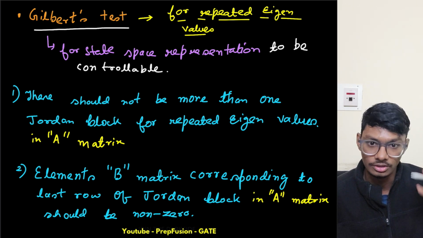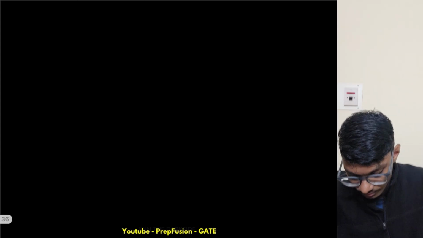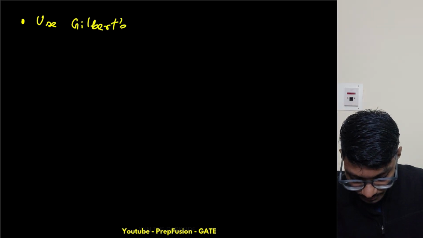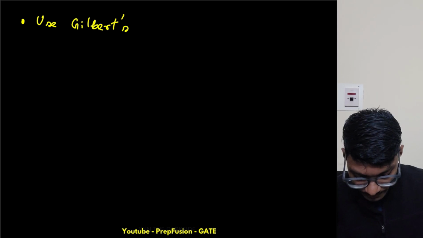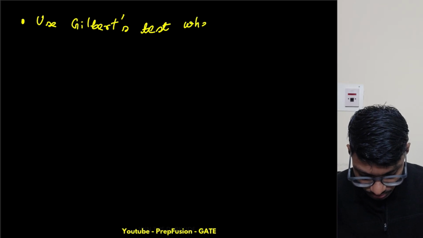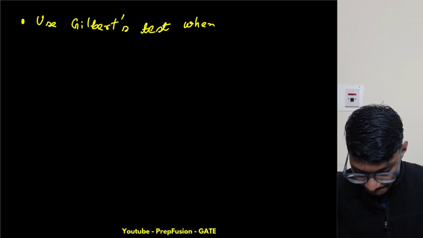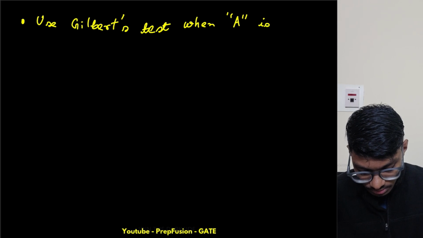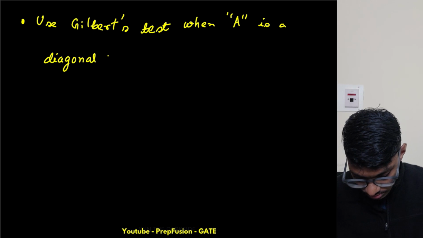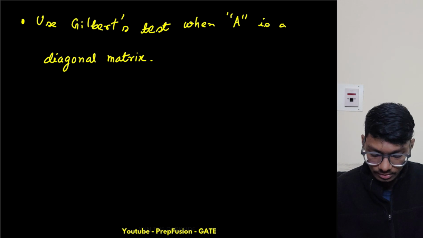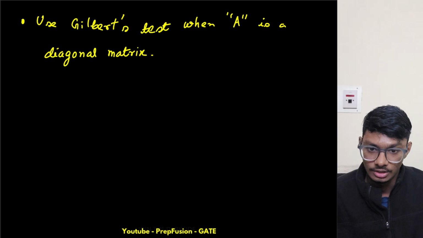The Kalman's test, basically the controllability matrix and the observability matrix. Because from a diagonal matrix you can directly say what my eigenvalues are, because the diagonal elements themselves are the eigenvalues. Gilbert's test, when A is a diagonal matrix. So yeah, when A is a diagonal matrix you use that.